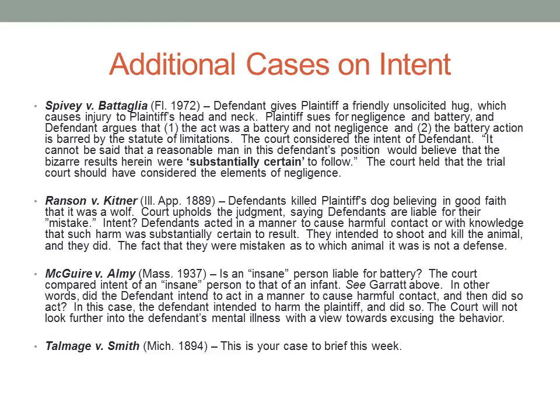Well, that argument doesn't fly. It's for the same rationale as you see in the Ranson case. If you committed the act itself intentionally to cause harmful contact, or knew that the harm was substantially certain to result, there's a battery. If you shoot the wrong person, the intent was you intended to shoot somebody, or you intended to fire the gun, and were substantially certain that the person would be shot thereby. So the fact that you're mistaken as to who you're shooting, or they're mistaken as to what animal they're killing, is not a defense.